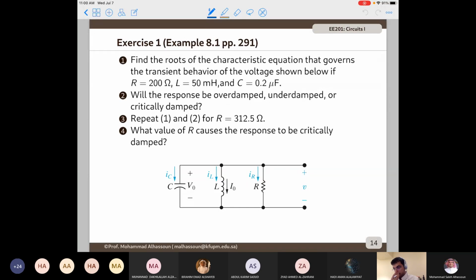Okay. Let's try to solve this exercise. We're given this circuit, and we're asked to find the roots of the characteristic equation that governs the transient behavior of the voltage. So we have R equals 200 ohm, L is 50 millihenry, and C is 0.2 microfarad. So what are the roots of this characteristic polynomial? Walid? Yes, Dr. First, I think we should find alpha first. Yes. And omega naught squared. Okay. Exactly. So the roots.